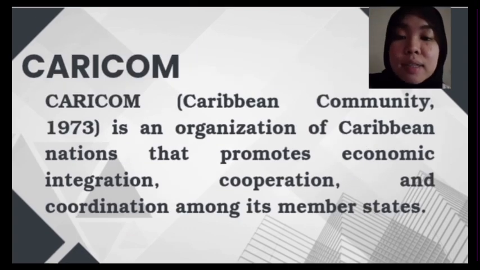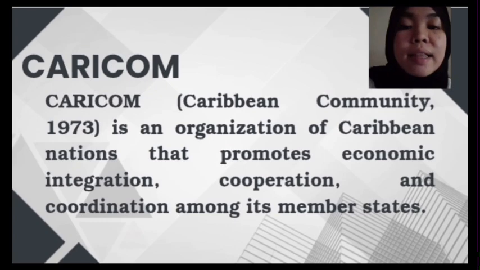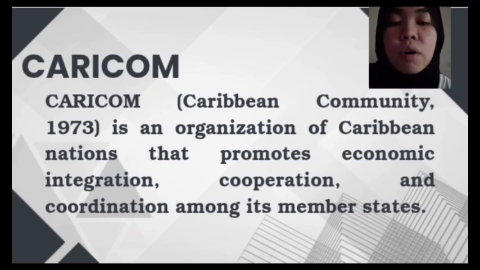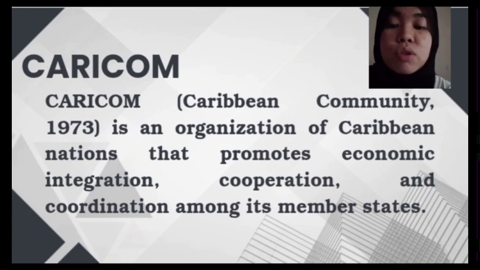So, next is the Caribbean Community, or CARICOM. CARICOM was created in 1973 by a group of Caribbean nations to promote economic cooperation and free trade among its members. In 2006, they launched the Caribbean Single Market and Economy, or CSME, which aimed to reduce trade barriers, allow the free movement of goods and services, and also people, and make the economies stronger together.